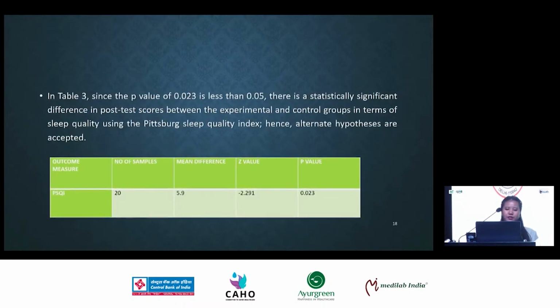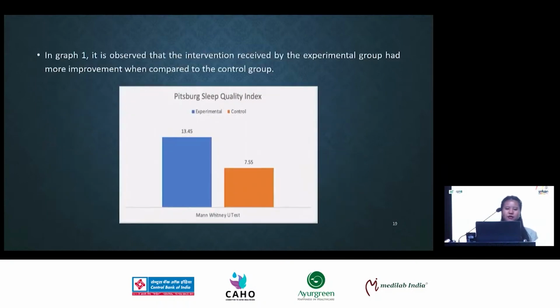In table 3, since the p-value of 0.023 is less than 0.05, there is a statistically significant difference in post-test score between the experimental and control group in terms of sleep quality using the Pittsburgh Sleep Quality Index. Hence, the alternate hypothesis is accepted. In graph 1, it is observed that the intervention received by the experimental group had more improvement when compared to the control group, with a sum of rank of 13.45 in the experimental group and 7.55 in the control group.